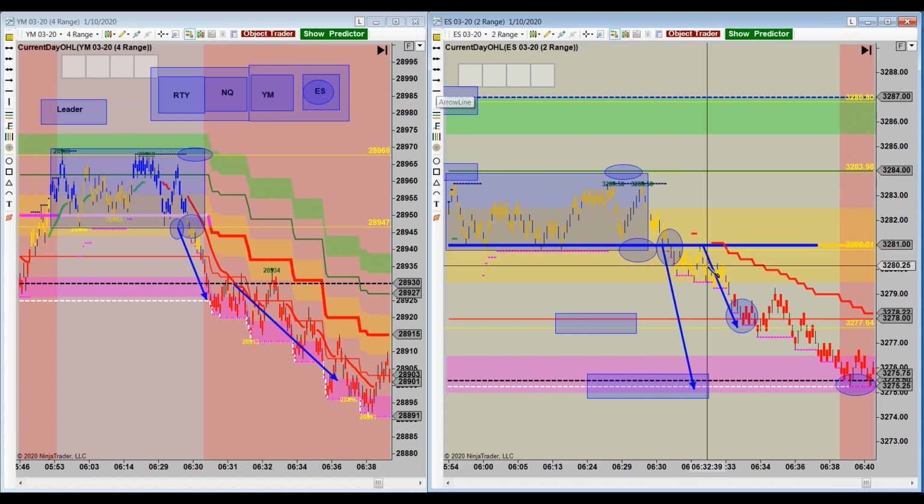Isn't that beautiful? Isn't that a thing of beauty? I'm telling you, it's just money. It is just money. Every morning, almost every single morning, this happens. Not always to the downside, not always to the upside. Sometimes it's a range, sometimes it's a trend, and you get a pullback and one bounces and leads the other.